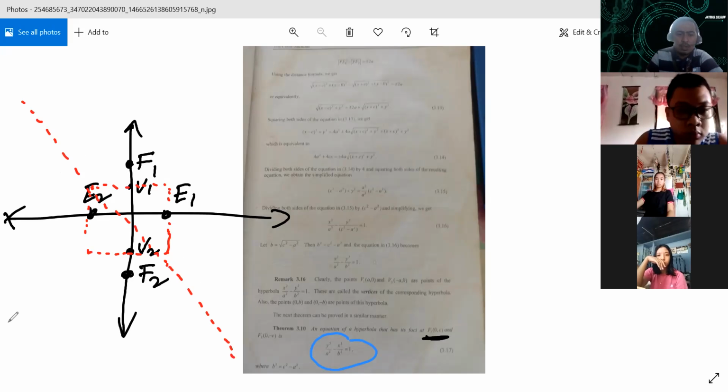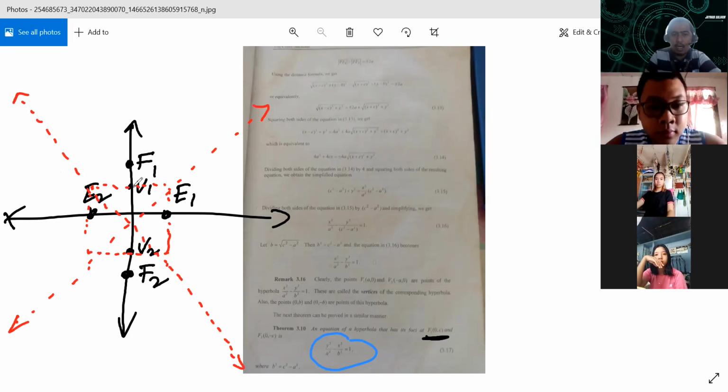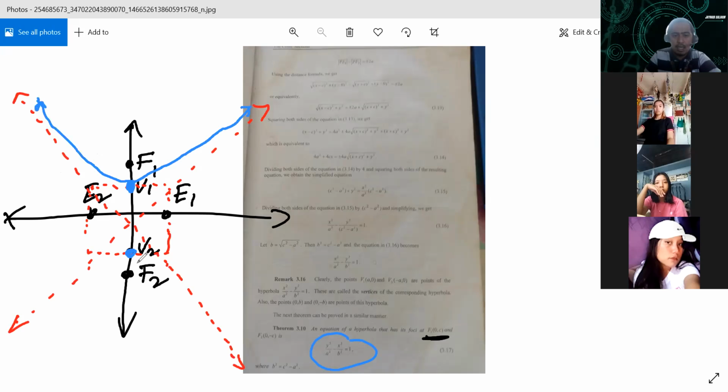Okay, so also on the other side, again, your hyperbola must be a set of points that passes through your vertices and is asymptotic to that line, so it will look like this. Okay, and the other one will be this one.